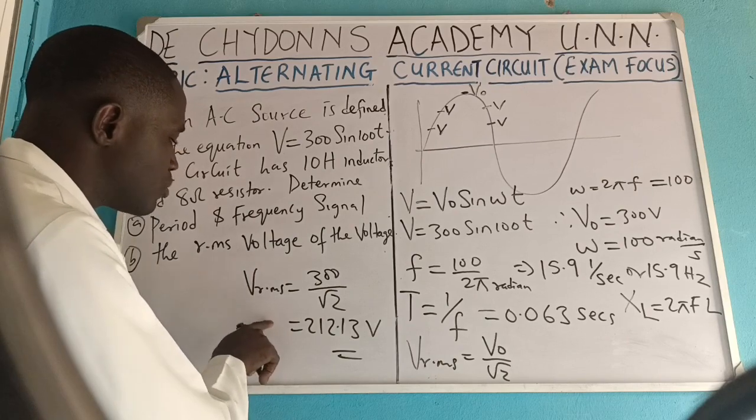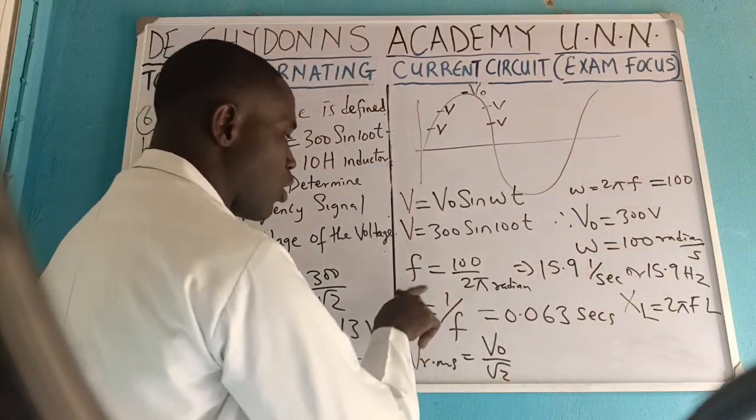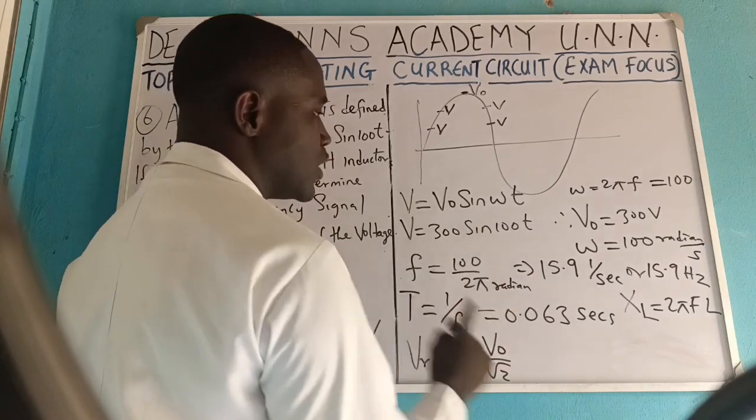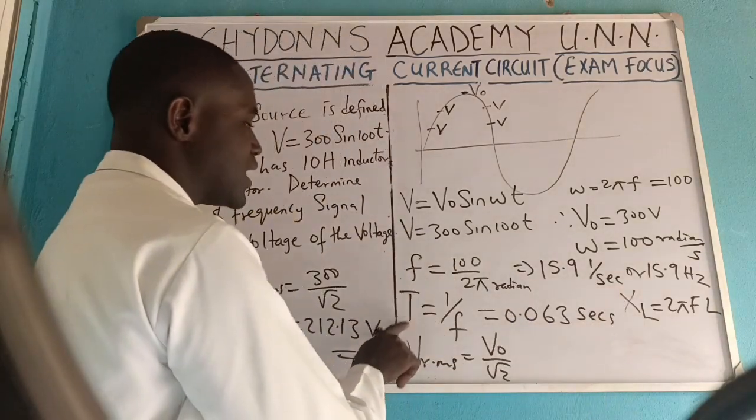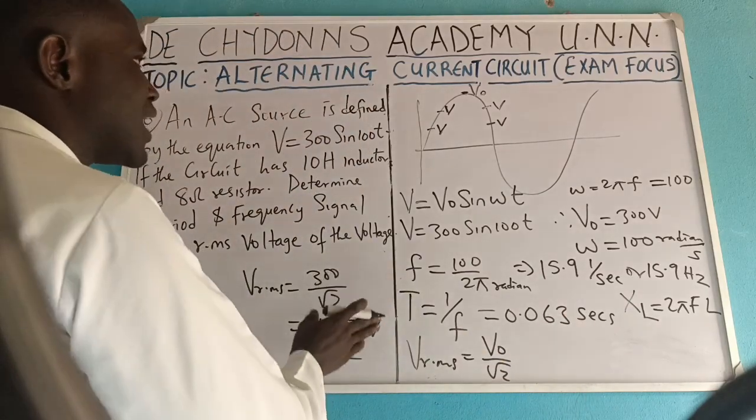These are the root mean square voltage. These are the peak or maximum voltage. These are the frequency, whose unit is hertz or per second. And these are the period, whose unit is seconds. And that is how to sort out this question.